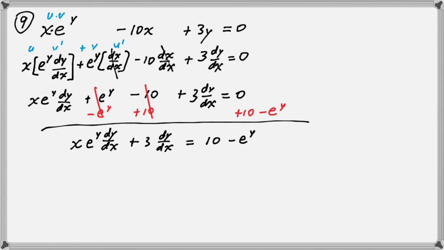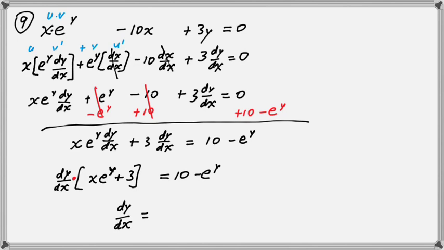Many times in these, you have to factor out what you want to solve for. Both of these contain dy dx. So I'm going to factor out the dy dx, leaving me x e to the y plus 3. Now this equals 10 minus e to the y. The opposite of multiplying would be to divide. So you have dy dx equals 10 minus e to the y over x e to the y plus 3.